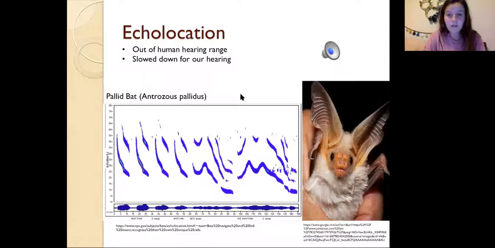So that would be what it would sound like. This is actually a graph of a pallid bat, and that was what that noise was from.